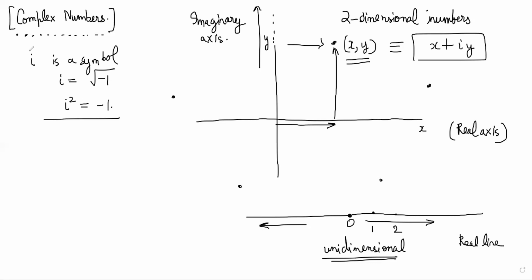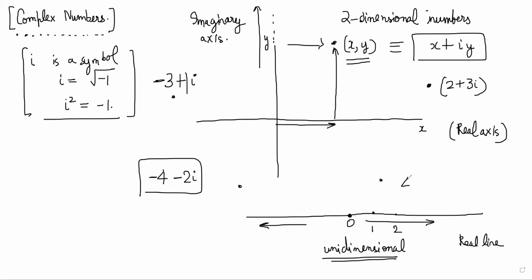So if you construct numbers like this, then you are basically going to be able to write any point in the plane using this method. So if this point is 2 comma 3, it will be 2 plus 3i. If this point is -3 comma 1, it will be -3 plus i. This point could be -4 minus 2i. And this point could be 4 plus... y is negative, so minus 2i, let's say. So basically x denotes the real part and y denotes the imaginary part, and i is a symbol which connects them.